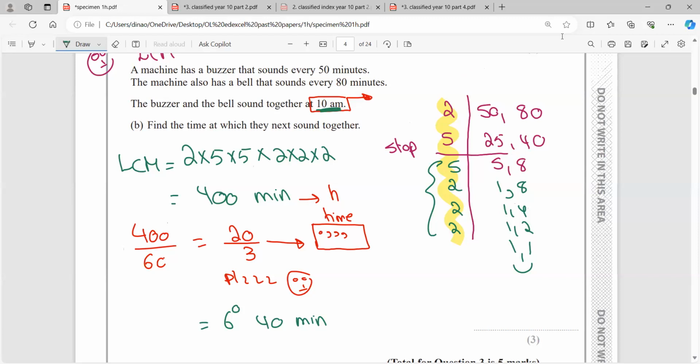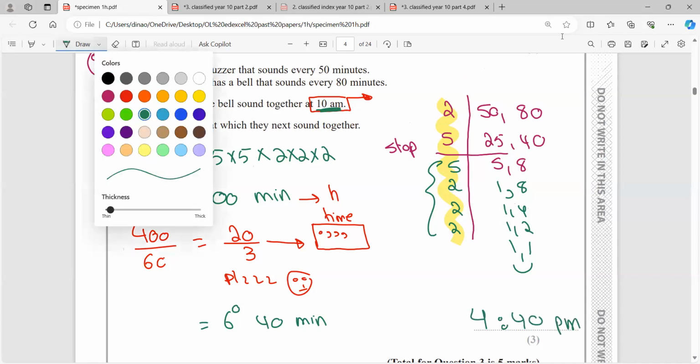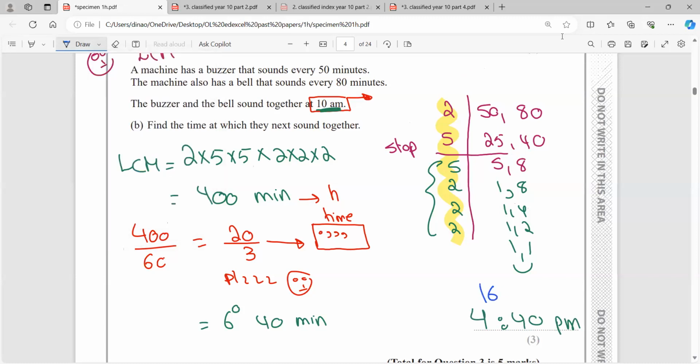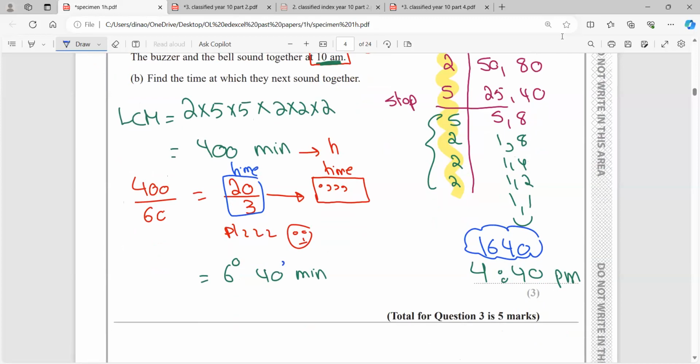2 p.m., 3 p.m., 4 p.m. So they will meet at 4 p.m. and 40 minutes. Of course, you can write it in this form or in the 24-hour form, which is 1640. Since we are discussing time, you can either use the time button immediately, or if you wish to do it mentally, change to mixed number. I will even do it for you down here.